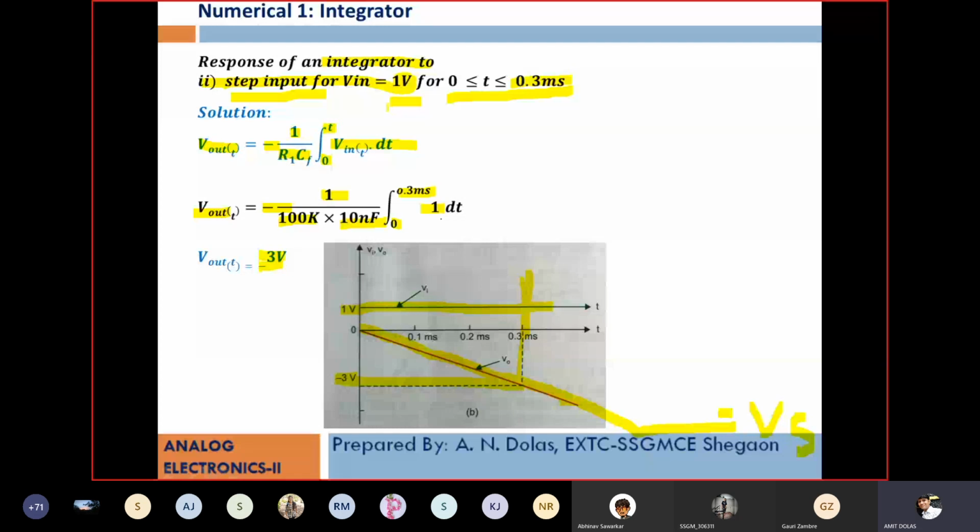Reverse, if you are using -1 volt as an input, then the output will go in positive direction and output will be +3 volt, not -3 volt, +3 volt. And if you further apply the same input for further timing, it will continue the ramp, positive ramp, up to the positive Vsat value. Positive Vsat value, that is nothing but +15 volts, suppose, is the power supply. So this is how, if the step input is given to the integrator, it will provide you the ramp. For positive step input, it will provide you negative going ramp. For negative step input, it will give you positive ramp.